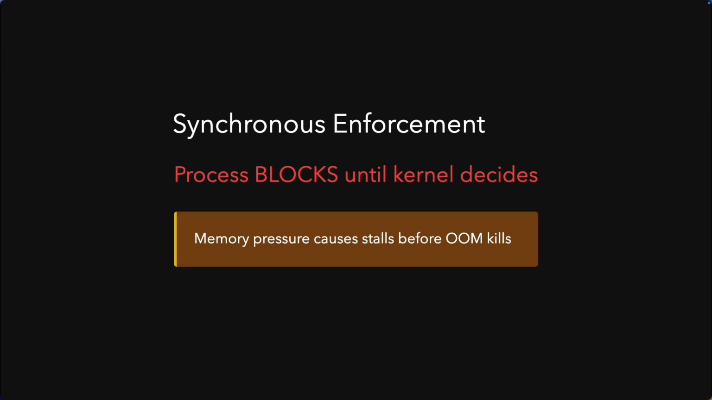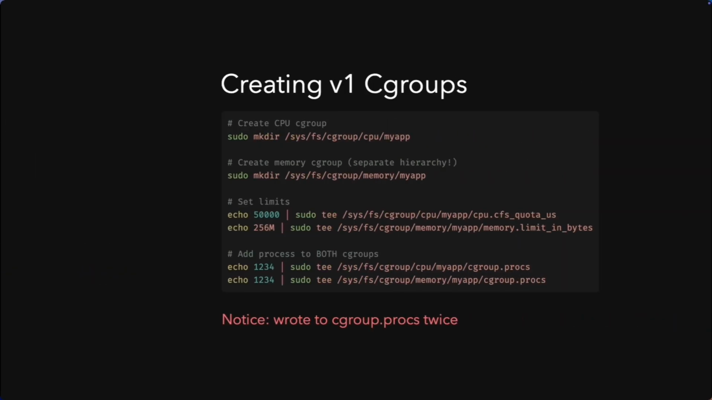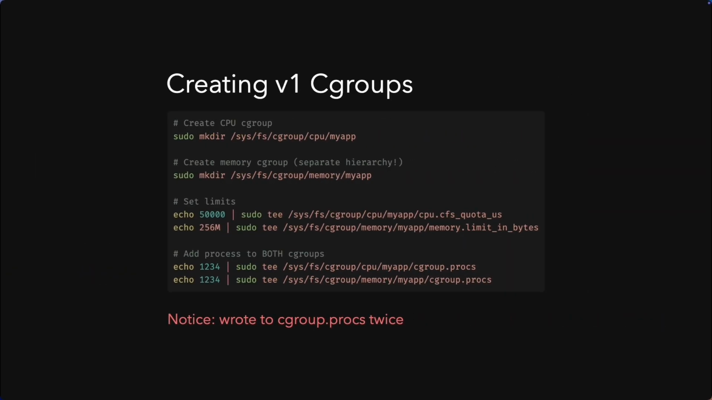Now that we understand the basics, let's see why the architecture changed. In cgroup v1, every controller is a separate mount point. Each is an independent tree. So let's create a v1 cgroup. Notice that we wrote to cgroup.procs twice, and that's the problem.